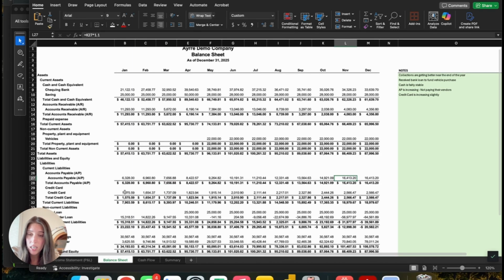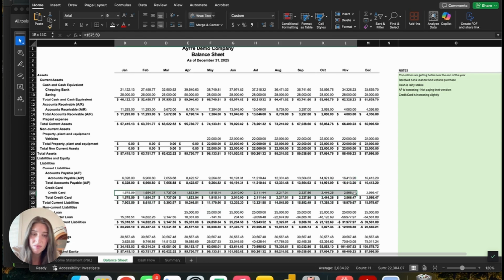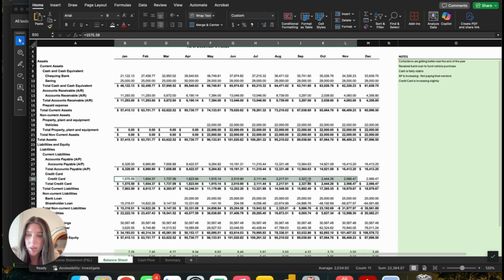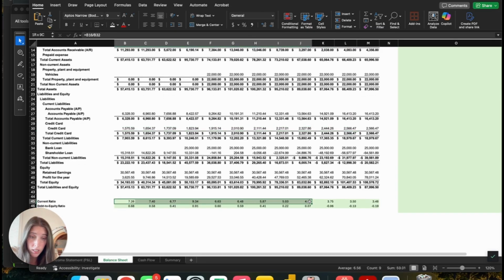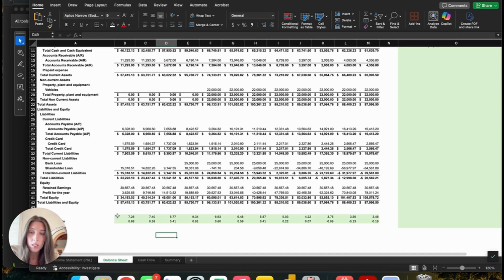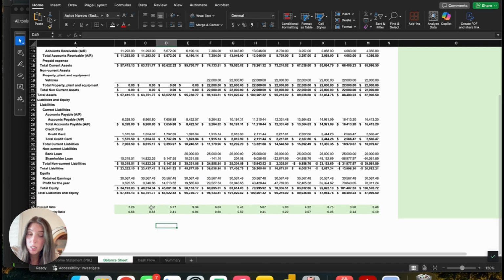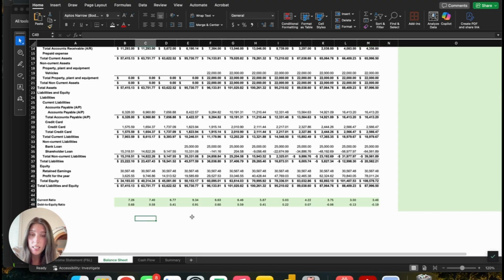And then the credit card is slightly increasing, but nothing too crazy to be worried about. Okay, and then we've got current ratio. The current ratio is well above 1 every single month, so that is great. So it looks like although the cash position and the liquidity position is still really strong, we are heading downwards, so that could be something worth investigating. And then the debt to equity ratio is also very small, which is great, which is signifying that there is more equity in the company than there is debt, which is awesome.